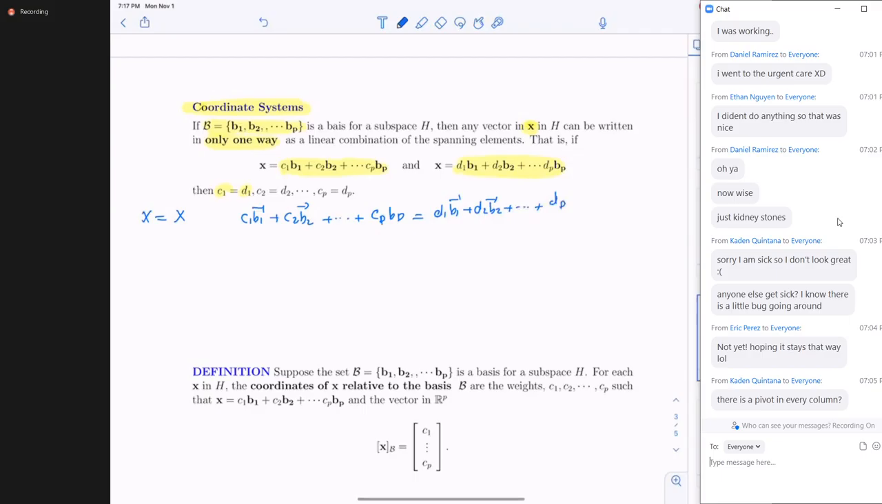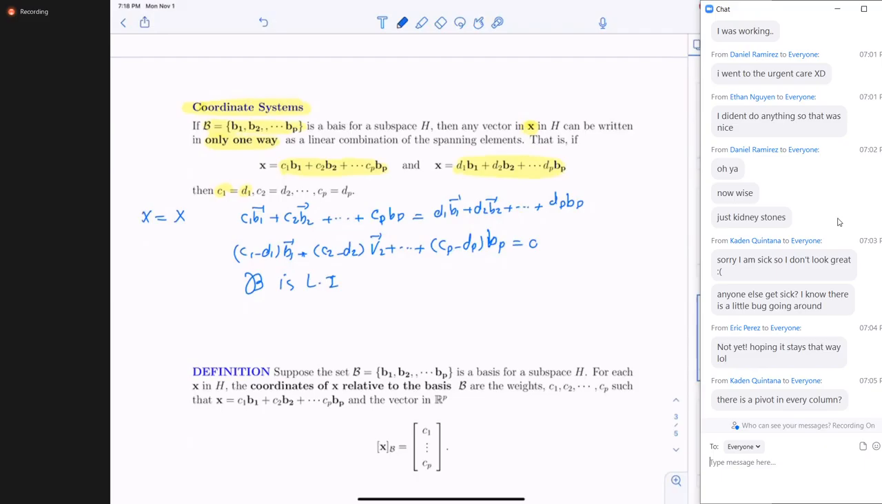All right. So if we move everything to one side, this implies that (c1 minus d1) times b1, factoring out each vector, plus (c2 minus d2) b2 plus ... plus (cp minus dp) times bp equals zero. But we know that the basis B is linearly independent, which means that if we have a linear combination of a set of vectors equal to zero, the coefficients must be zero.